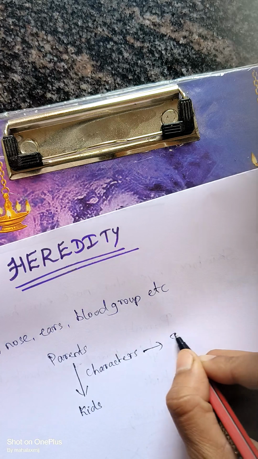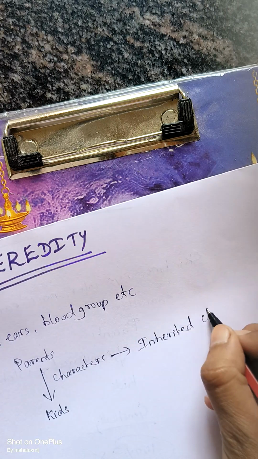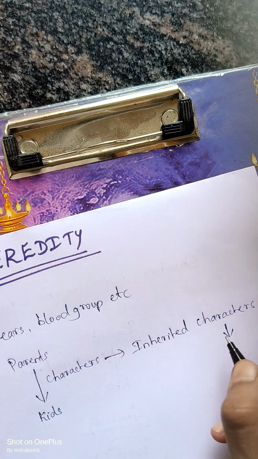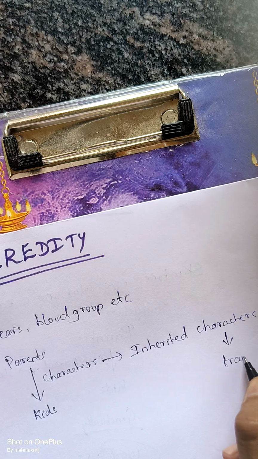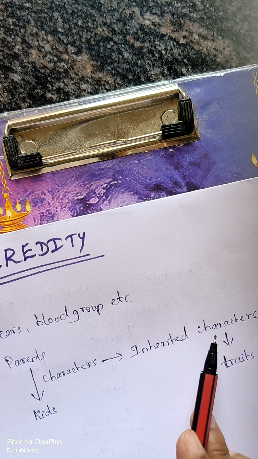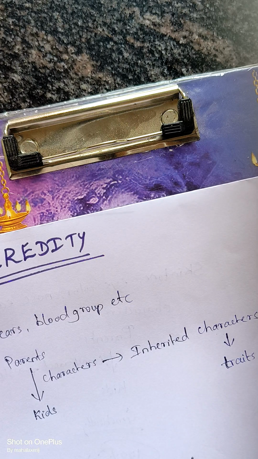And these characters are called inherited characters. Characters are also termed as traits. So when we go to the next studies, the next concept, instead of calling them characters, we call them traits only. So characters are nothing but traits.